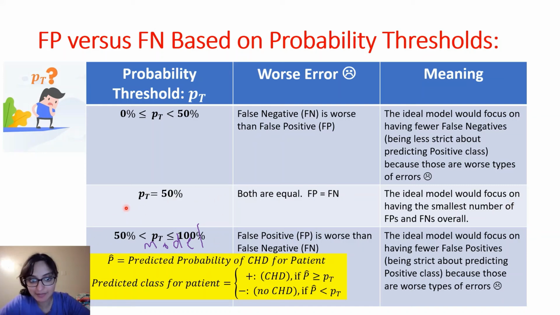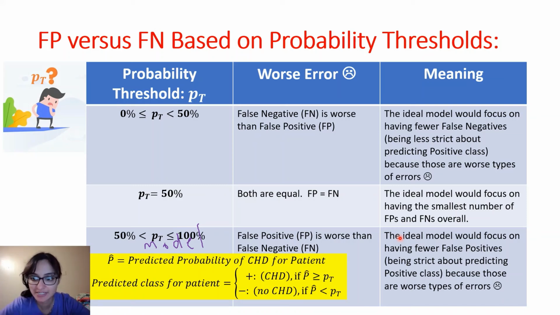But if your probability threshold is greater than 50%, meaning between 50 and 100%, then on the other hand, it just flipped around. It just means that false positives are much worse than false negatives. So the ideal model would focus on having fewer false positives. It's going to be very strict about assigning people to the positive class. 50% doesn't cut it anymore.